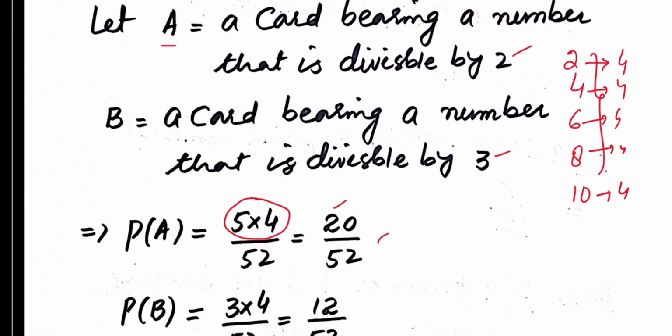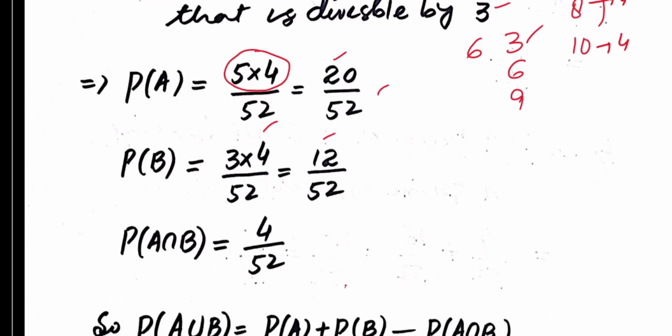Similarly, probability of B. B means a card divisible by 3. The numbers divisible by 3 in playing cards are 3, 6, and 9. Each number is repeated 4 times. It means this is 3 into 4, 12. Last one, their intersection. Intersection means a number divisible by 6. There is only one number that is divisible by 6, it is 6 itself. As there are 4 cards of 6 in playing cards, so its probability is 4 over 52.